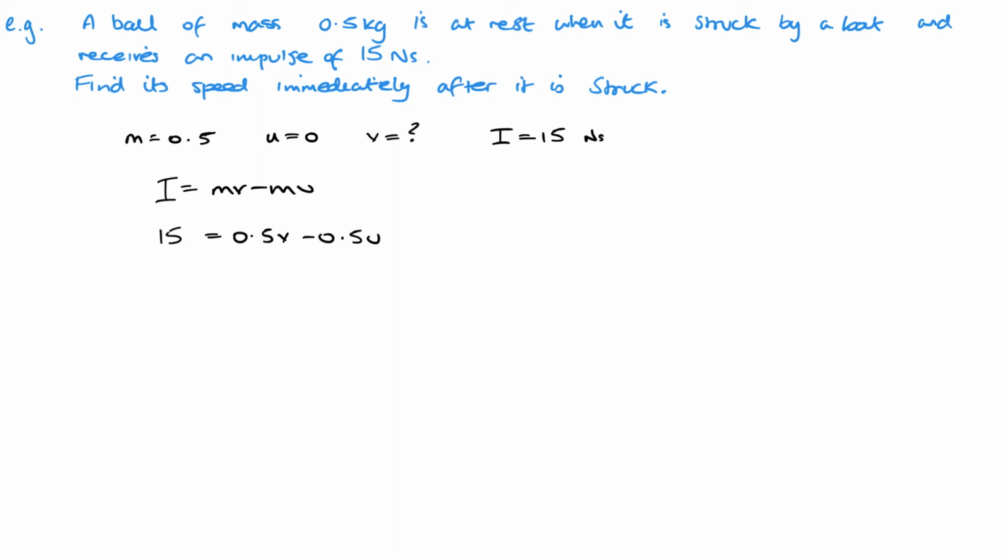Now, our u is 0, isn't it? So this one is 0.5 times 0. So we're left with just 0.5v is 15, so v must be 30 meters per second. Very straightforward, hopefully nice and easy, just getting us started.